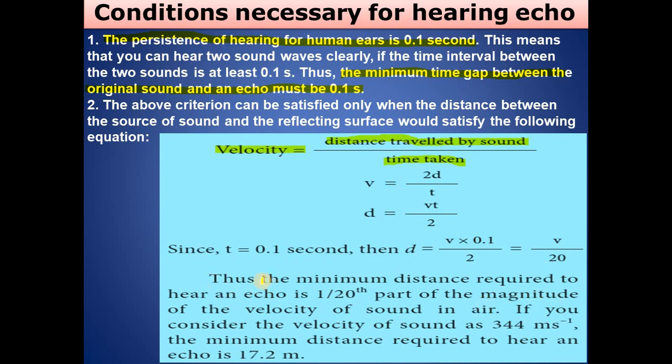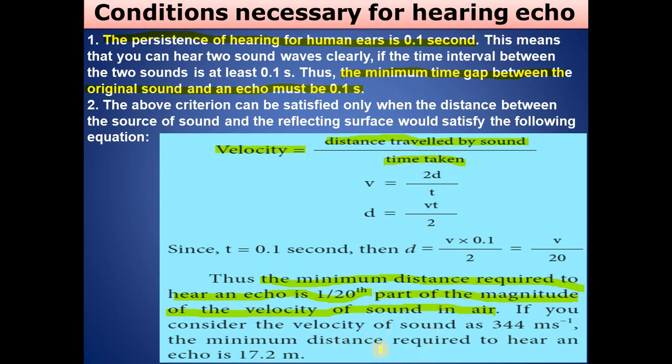This point is very important. Please note it down. The minimum distance required to hear an echo is 1 by 20th, very important point, children, of the magnitude of the velocity of sound in air. The condition is in air.